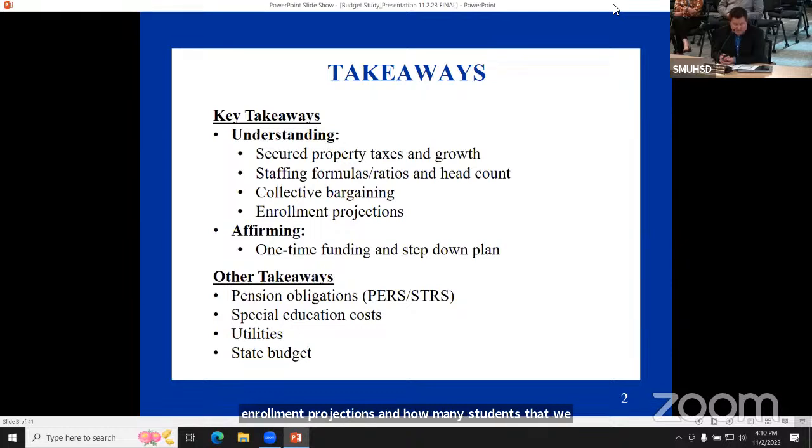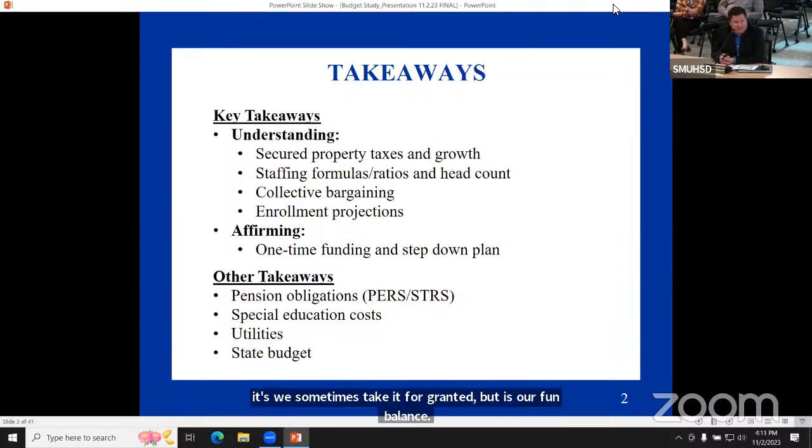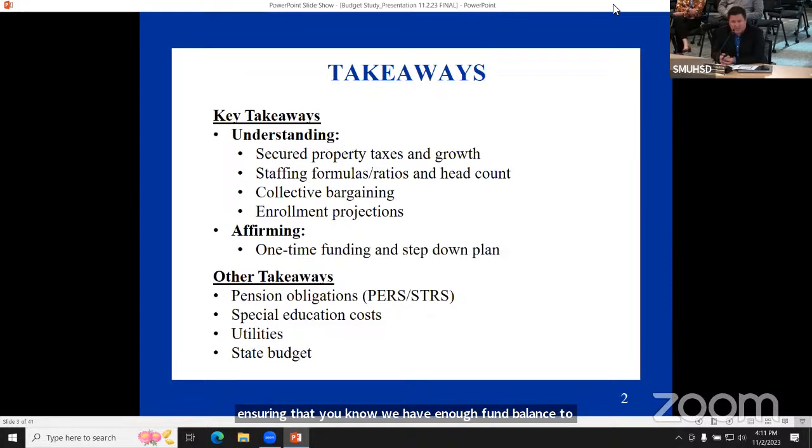The last one, and I didn't put it in here, and I think we sometimes take it for granted, is our fund balance. And so really monitoring what our fund balance is and ensuring that we have enough fund balance to keep us from having to make quick decisions without potentially enough information.